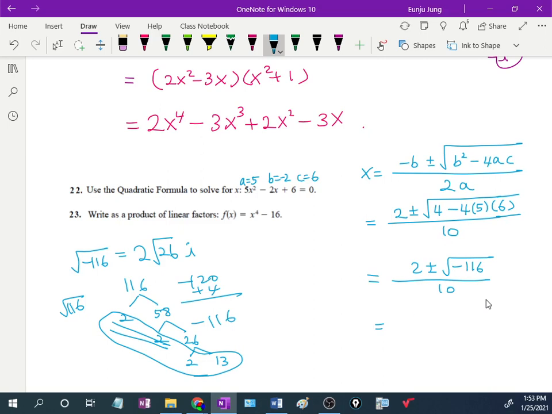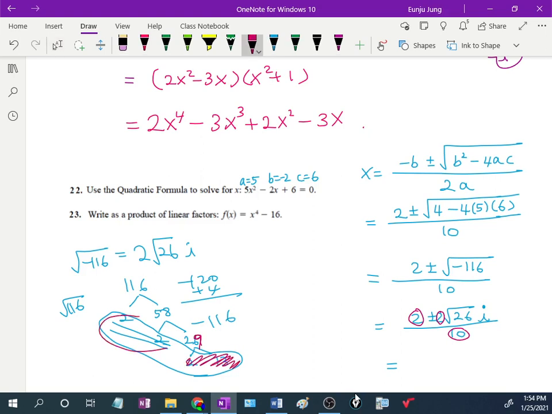So this can be written as 2 plus or minus 2 square root of 26, i at the end, all over 10, right? Now let's look at all the numbers at the same time. These are rational numbers, the rational part, separate from the irrational. All right, I need to fix something. Okay, this is not 26. Half of 58 is 29. So it cannot be done any longer.